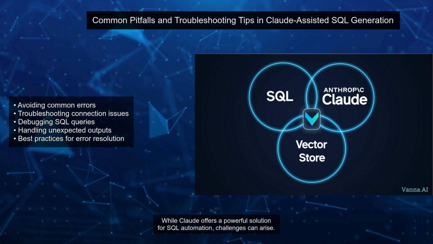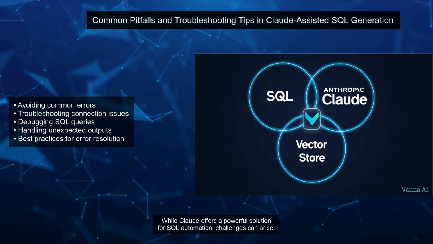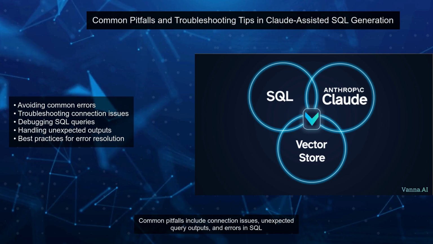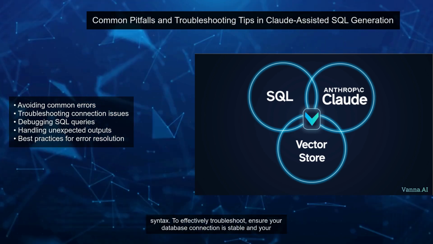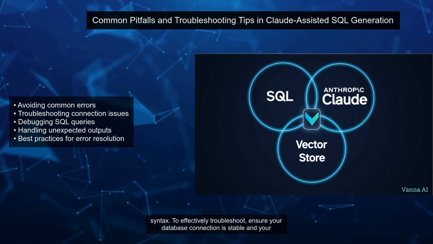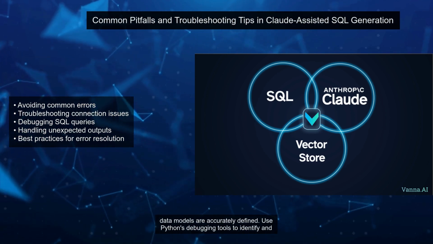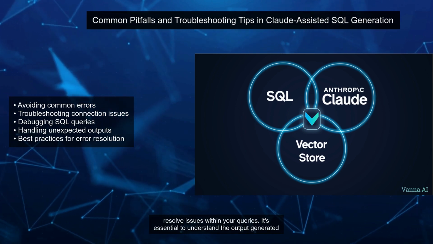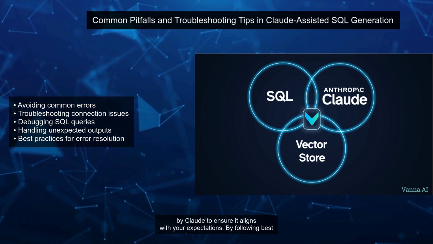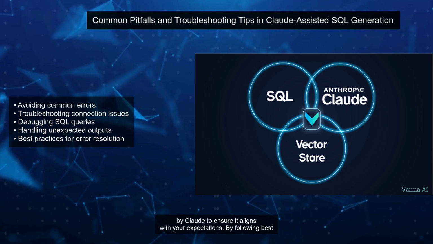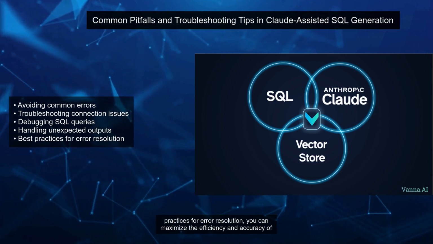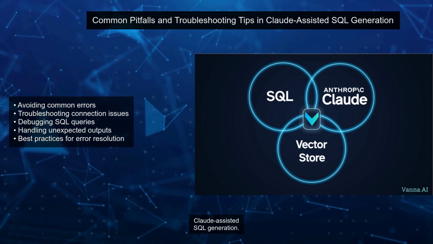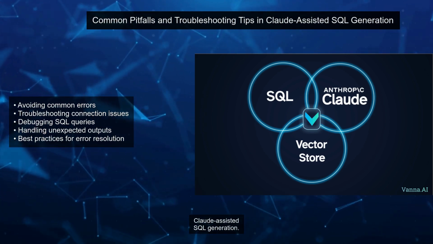While Claude offers a powerful solution for SQL automation, challenges can arise. Common pitfalls include connection issues, unexpected query outputs, and errors in SQL syntax. To effectively troubleshoot, ensure your database connection is stable and your data models are accurately defined. Use Python's debugging tools to identify and resolve issues within your queries. It's essential to understand the output generated by Claude to ensure it aligns with your expectations. By following best practices for error resolution, you can maximize the efficiency and accuracy of Claude-assisted SQL generation.